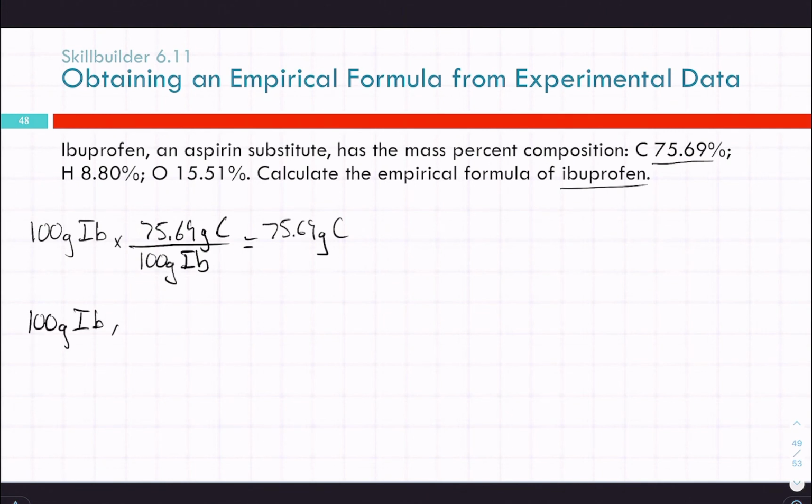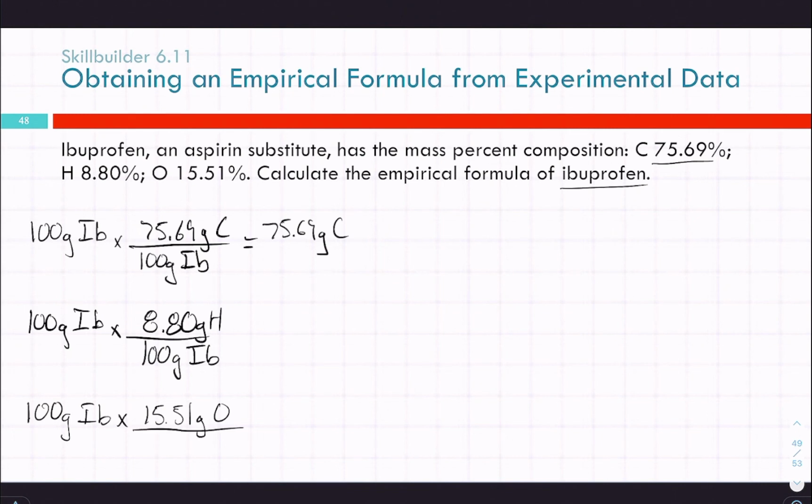100 grams of ibuprofen times 8.80 grams of hydrogen per 100 grams of ibuprofen. 100 grams of ibuprofen again times 15.51 grams of oxygen.